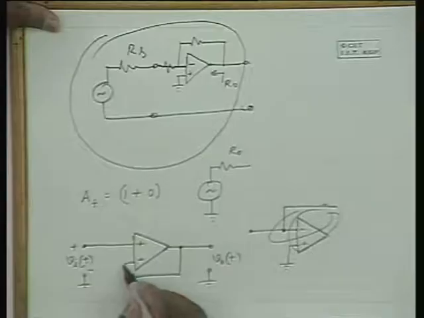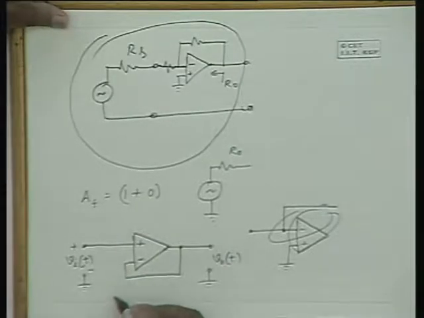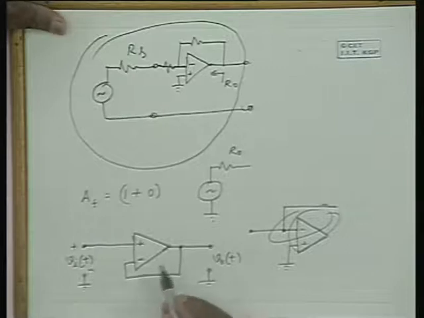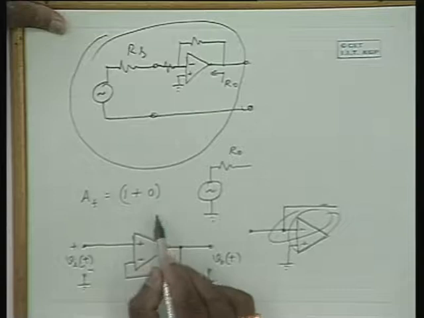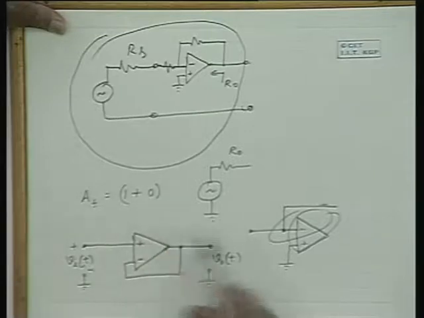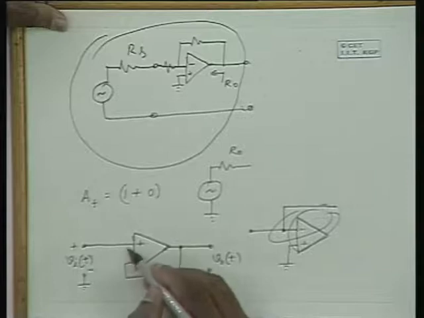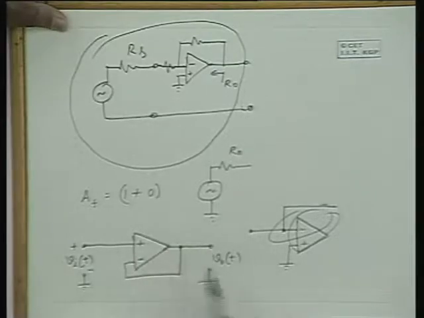R is the resistance connected between this place and the ground. R is infinity and RF is 0. Hence it is 1 plus 0 by infinity, and it is equal to 1 itself. That is as far as the mathematical expression is concerned. Please note that this is like a virtual short, hence output voltage is equal to input voltage.